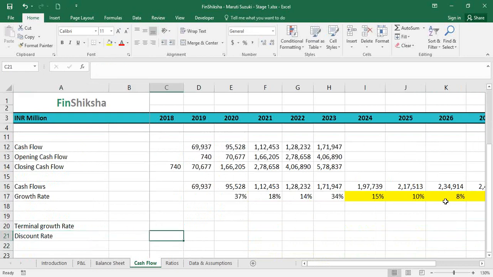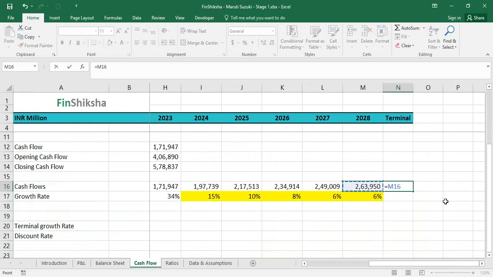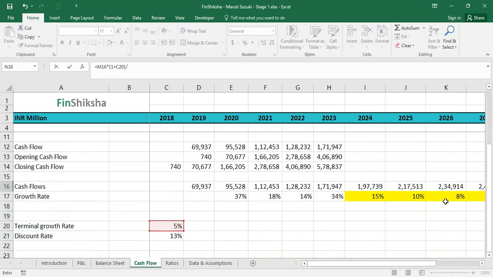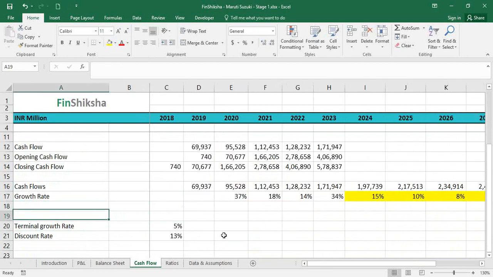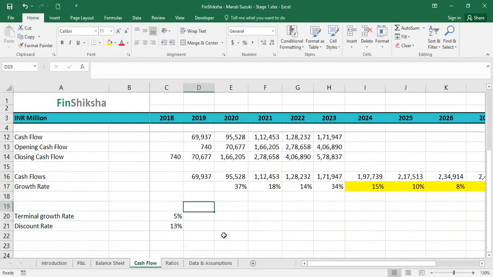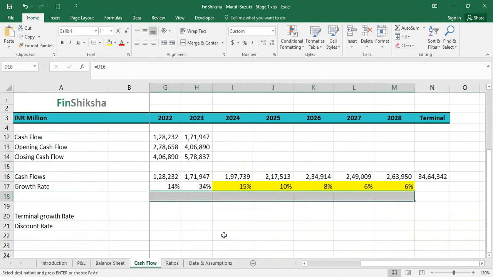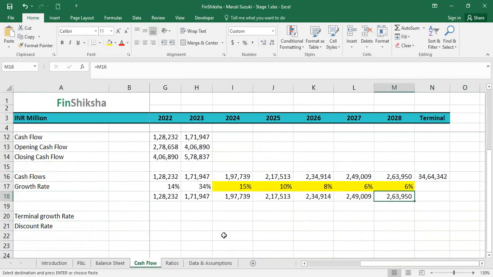For the time being, let's just assume the discount rate to be 13% and the terminal growth rate to be 5%, right? The discount rate we'll come back to, but the terminal number is going to be this into 1 plus g, which is 5%, divided by 13 minus 5, right? That's my terminal value. I can look at the cash flows at this point of time and put all of them here. And the last year cash flow, remember, 2028, is going to be this plus the final terminal value, correct?